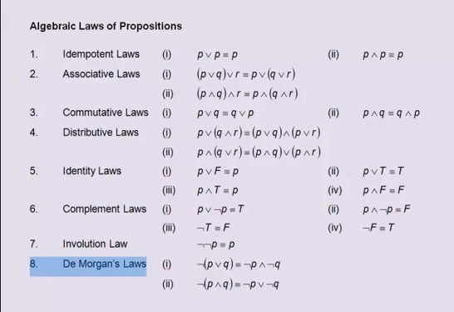8. De Morgan's laws. First, not P or Q is equivalent to not P and not Q. Second, not P and Q is equivalent to not P or not Q.